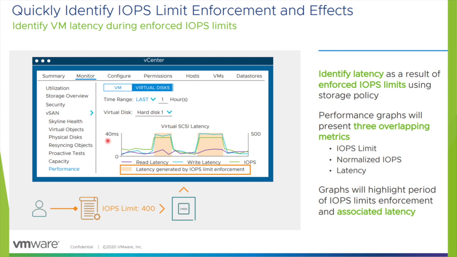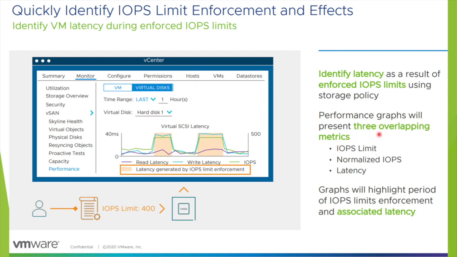So this is why they have introduced this monitor now, and now you can see the IOPS limit is 400 for this VMDK, which is this. And with this we can easily see the latency granted by IOPS limit enforcement, and that is highlighted to us here. And then we can easily see the effect of introducing that IOPS limit on a particular VM.